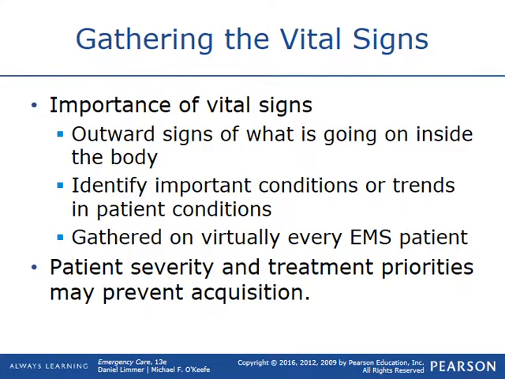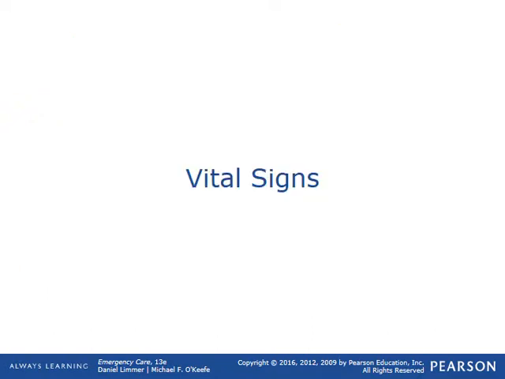So how do we gather vital signs? The importance of vital signs is that they show the outward signs of what is going on inside of the body, and they help us identify important conditions or trends in the patient's condition. These are gathered on virtually every EMS patient and multiple times during the encounter. Patient severity and treatment priorities may prevent or delay the acquisition of vital signs.